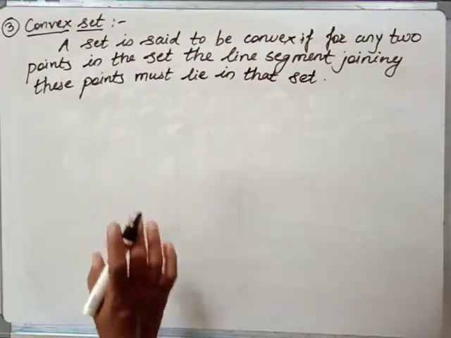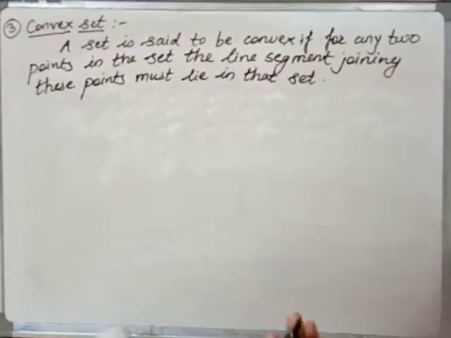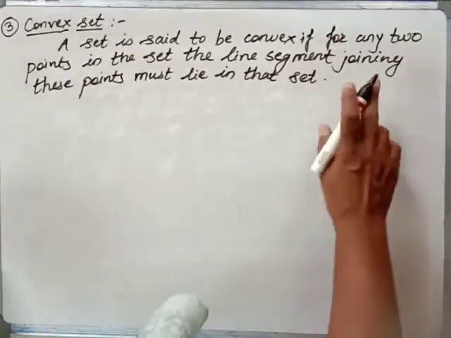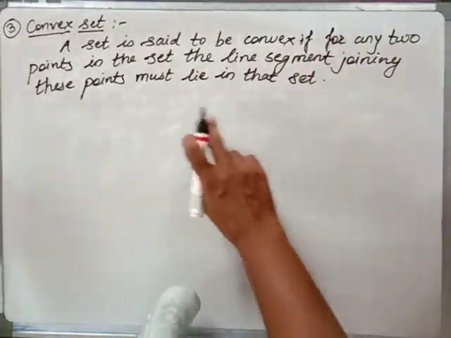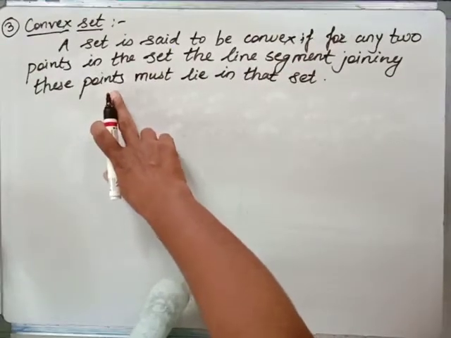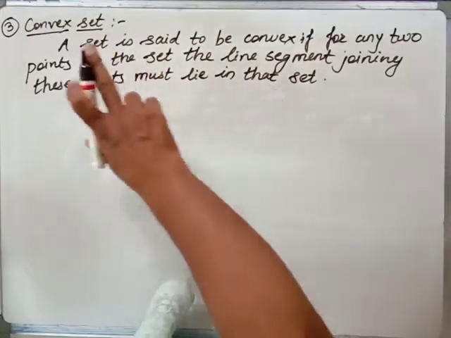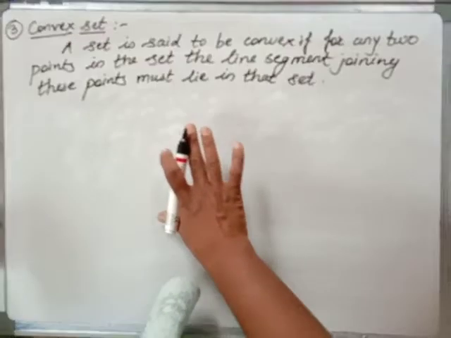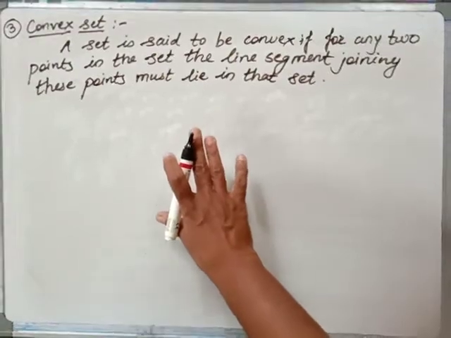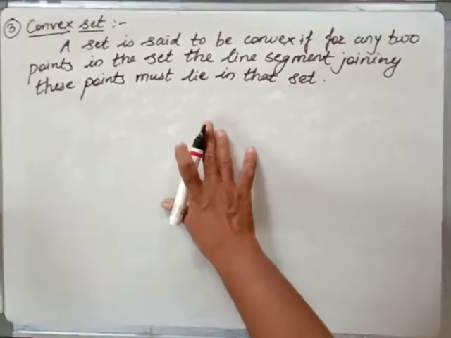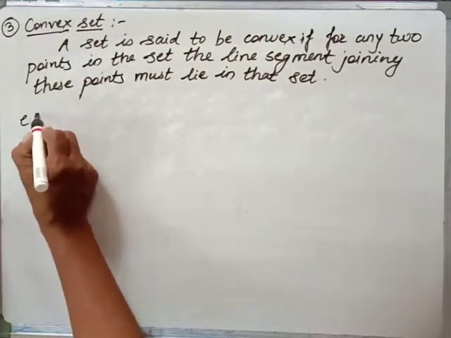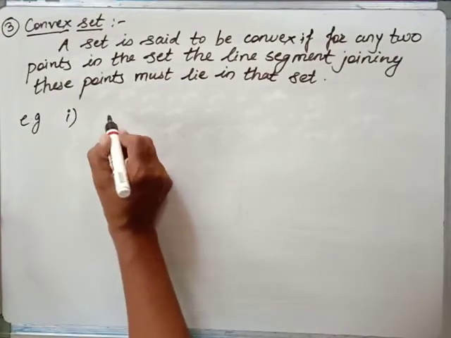Meaning, whatever region is given to us, if we take any two points in it and join them by a line segment, then that line segment must lie in the same set. Then such a set is known as a convex set. So whenever we get a feasible region, that is always a convex set. But if the region is not feasible, then it is not a convex set. Now let me take some examples. For example, the first one, suppose I take a circle.